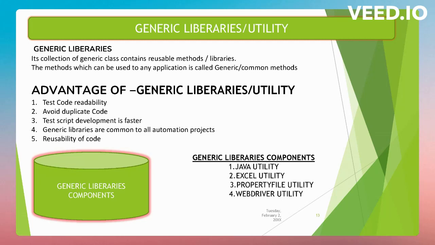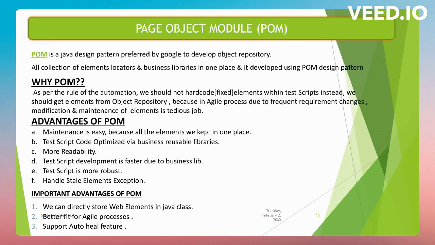When we come to the Page Object Model, POM, this is a very important thing in our frameworks. POM is a Java design pattern preferred by Google to develop the object repository. Why POM? As per the rule of automation, we should not hard code. In the agile process, due to frequent requirement changes, modification and maintenance of elements is a tedious job. That's why we are using POM. POM is a collection of element locators, and the business library is one place developed using the POM design pattern.